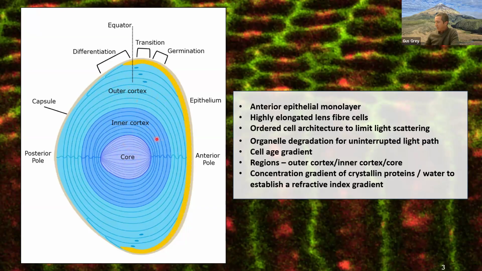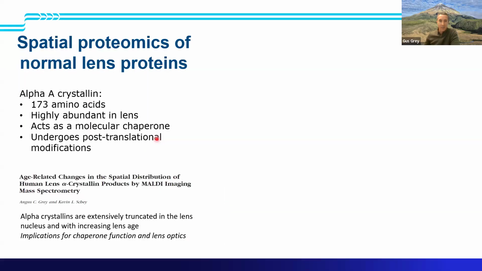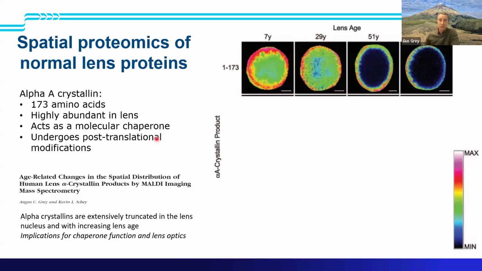So previously, we have applied mass spec imaging at the protein level to look at the different distributions of proteins in the lens. So the first protein we've looked at is alpha A crystallin. This is a molecular chaperone. It's a structural protein. It's very abundant in the lens. And we know that with aging, it undergoes post-translational modification. So this is the intact, the full-length alpha A crystallin at about 20 kilodaltons. You can see in a very young human lens, we've got the most abundant signal around the edge and then a lower abundance in the center.